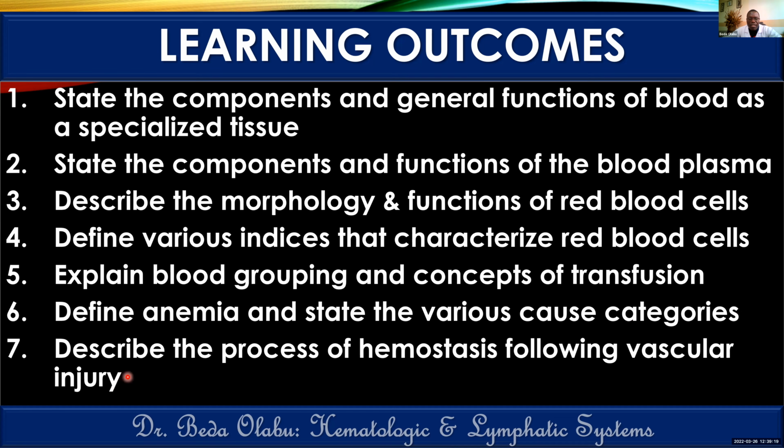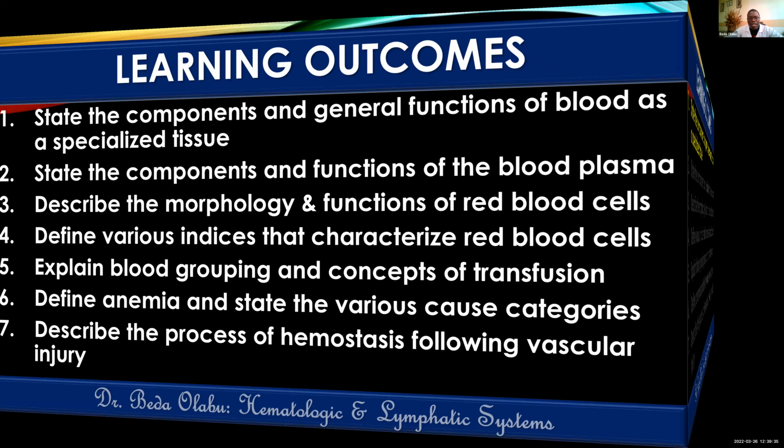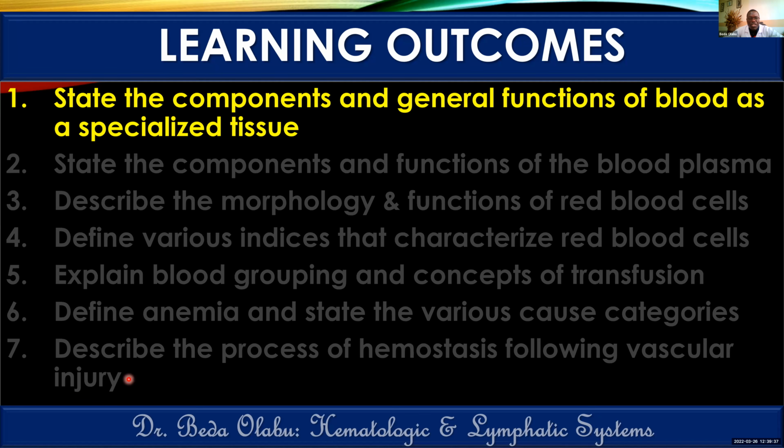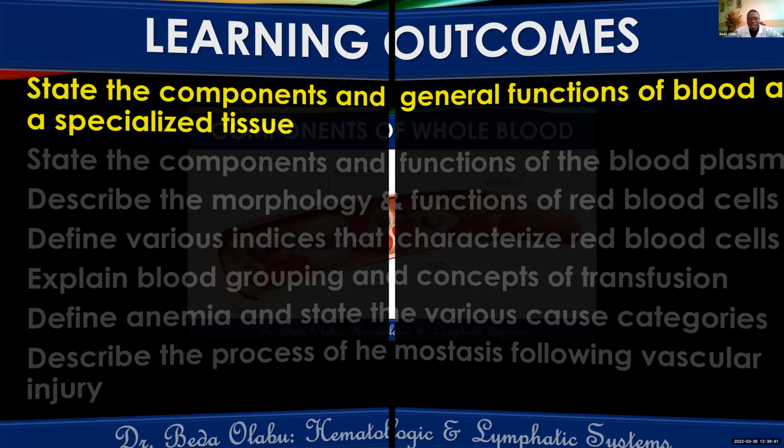And lastly, another aspect of red blood cell and blood in general that is important to talk about is hemostasis, which is basically the mechanism that prevents blood loss. So we'll describe hemostasis and look at how it happens. Let's begin with the first agenda, which is the components and general functions of blood.